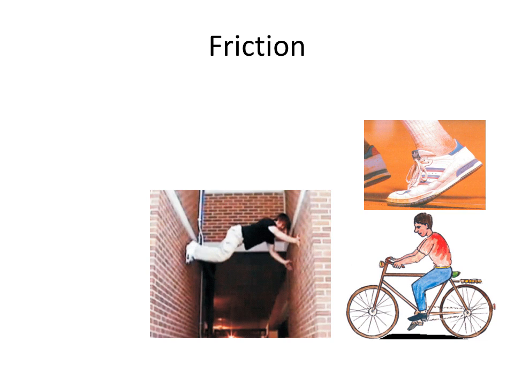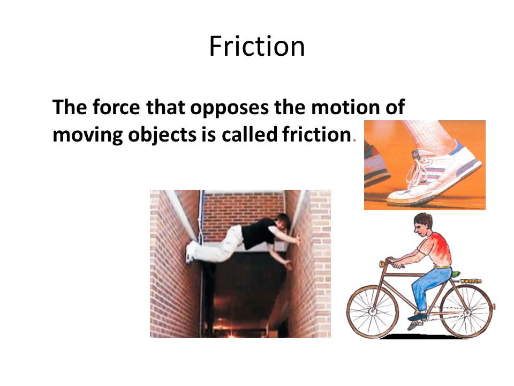Naturally, there must be some force that stops moving objects. Since a force not only moves objects but also stops moving objects, the force that opposes the motion of moving objects is called friction.